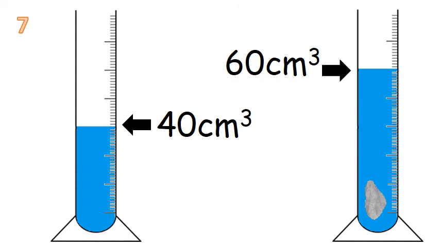We take the reading of the volume of the water without the stone, put the stone gently and take the volume again. And you can see the two readings over there. 40 centimeters cubed was the reading without the stone. When we place the stone, the reading of the volume on the cylinder increased to 60 centimeters cubed. Okay, so find the density now.